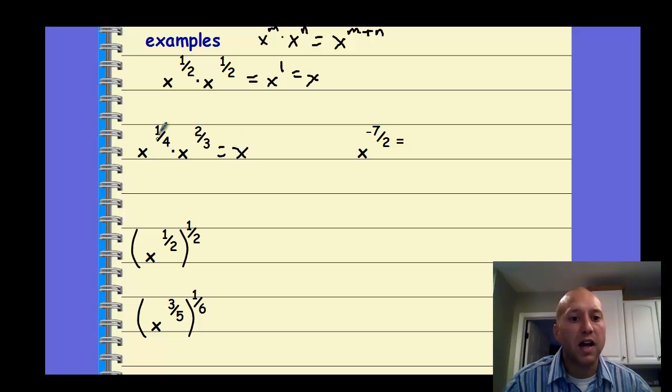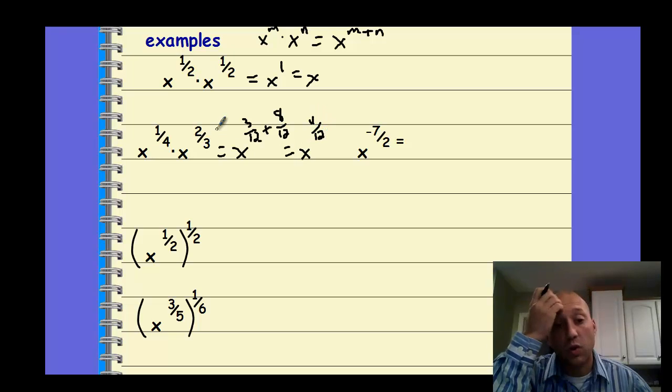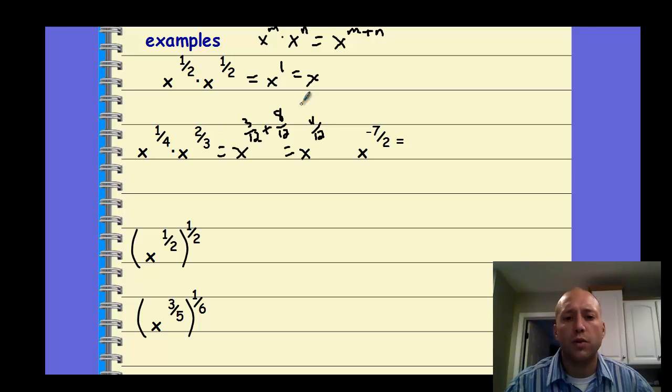For this problem here, you need to add them. So again, to add 1/4 and 2/3, you need a common denominator. So it'll be 12. So it's like 3/12 plus 8/12. So then we get x to the 11/12. So it'll be the same thing as x to the 1/4 times x to the 2/3.